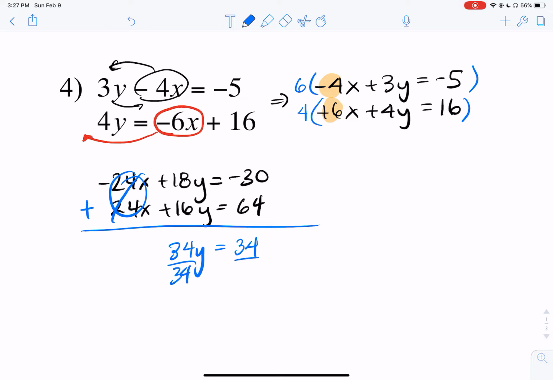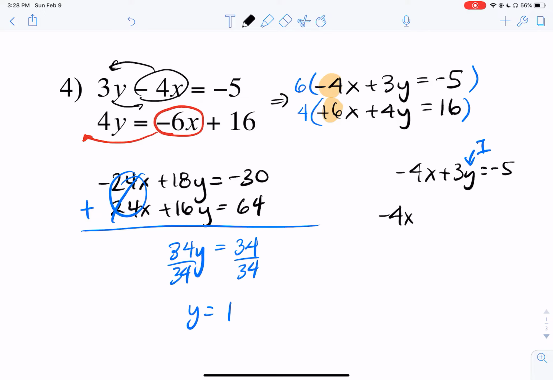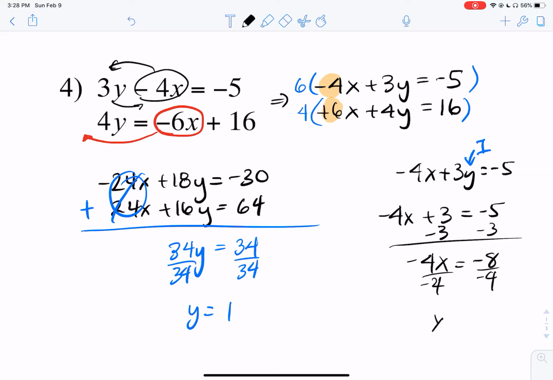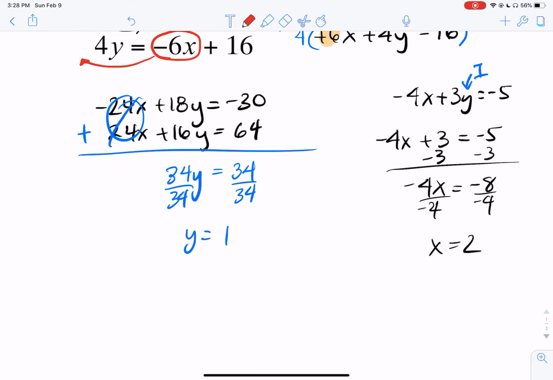So now when we divide by 34, the value of y is equal to 1. Yes, which is what we were supposed to get. So now using the top equation, negative 4x plus 3y is equal to negative 5, I'm going to replace the y value again with the number 1. So we end up with negative 4x plus 3 is equal to negative 5. If I subtract 3, negative 4x is equal to negative 8. And divide by negative 4, x is equal to positive 2. So there is your solution. Your solution is going to be 2 and 1. Remember to put those in alphabetical order. 2 goes first and then 1 goes second.